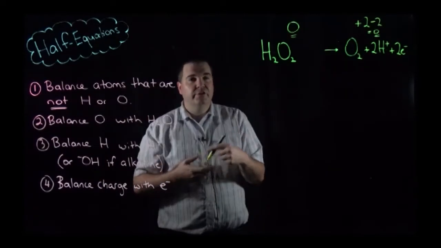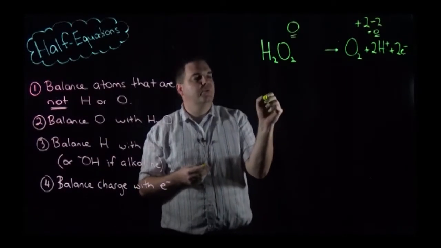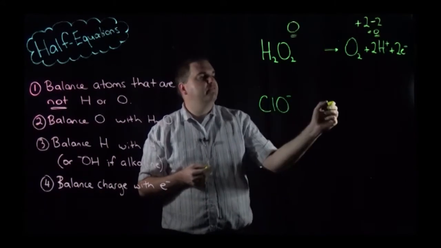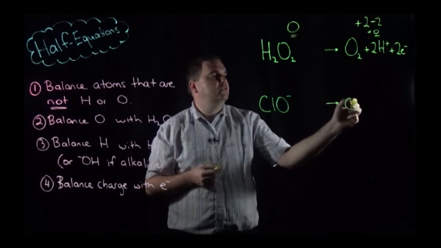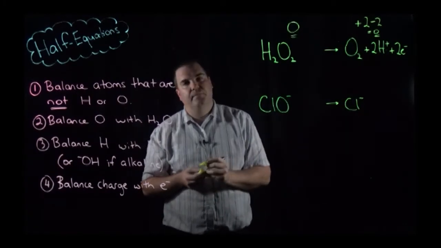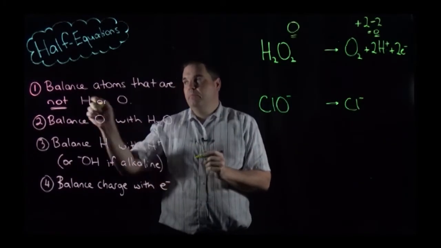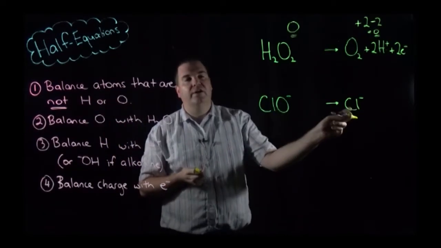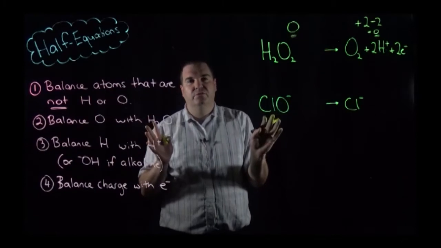Okay, so the next one I'm going to show you will be a little bit more complicated. So we're going to do the hypochlorite ion, ClO-, and the redox pair of that is it goes to the chloride ion, Cl-. Okay, so first step, balance any atoms that are not hydrogens or oxygens. There's one chlorine here, there's one chlorine here. So that's fine, we don't need to do anything.